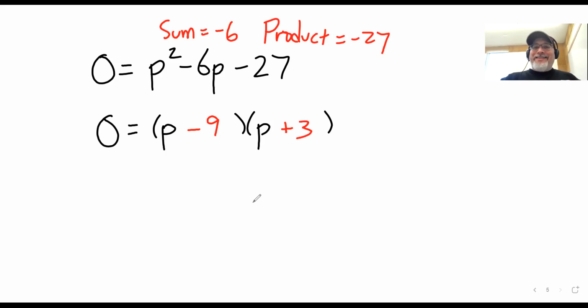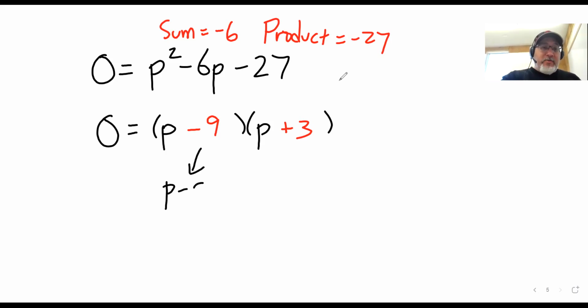When I add them, I get negative 6. When I multiply them, I get negative 27. Now, this is exactly where we want it. It's factored on one side, 0 on the other. And the zero product principle, or did I call it the zero factor principle? It has a lot of very similar names. Anyway, we can split this.